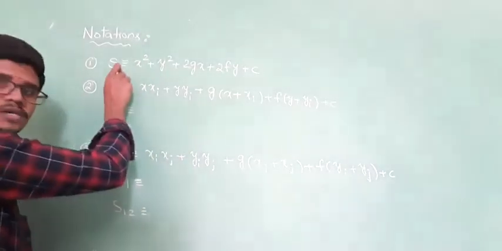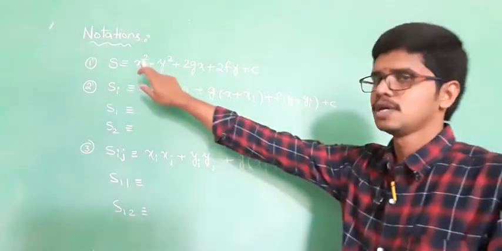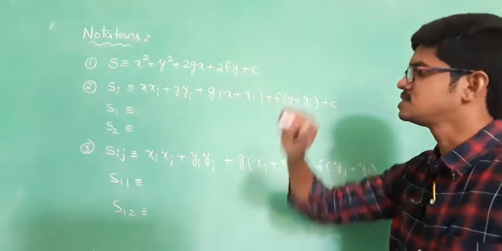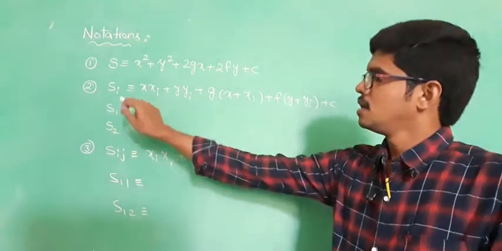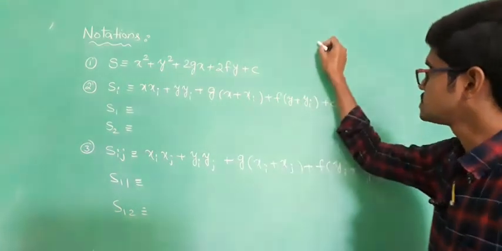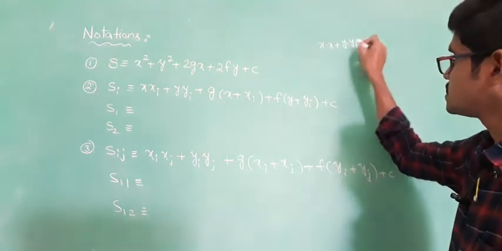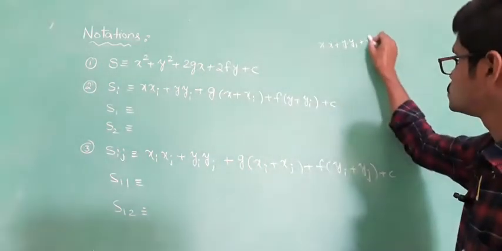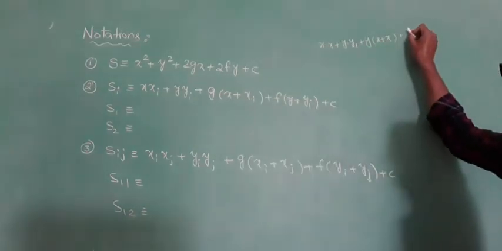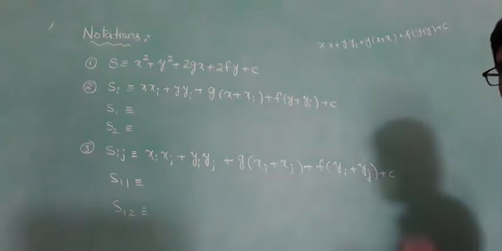Okay, let us denote the circle equation by S: x square plus y square plus 2gx plus 2fy plus c is equal to 0, right? Now I can express the circle equation like this: x square means x into x, y square means y into y, plus 2gx, that is g into 2x, it can be written as g into x plus x, plus f into y plus y, plus c.